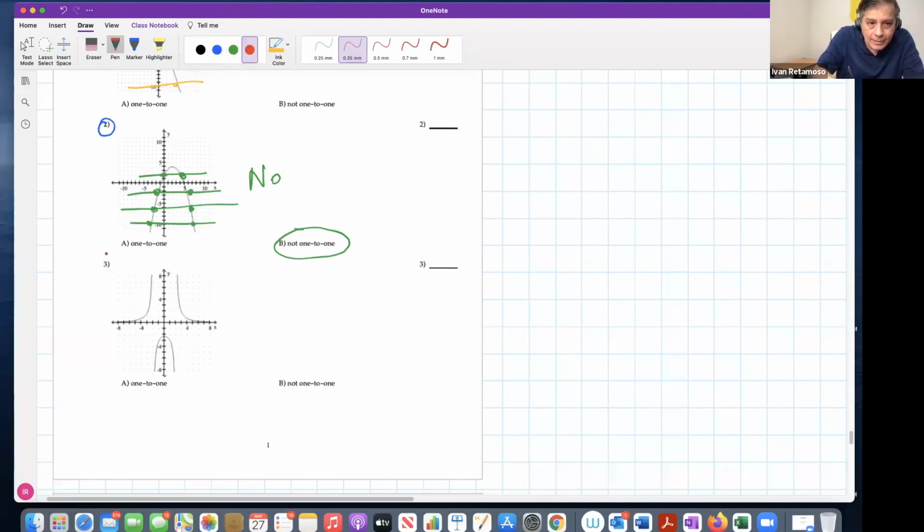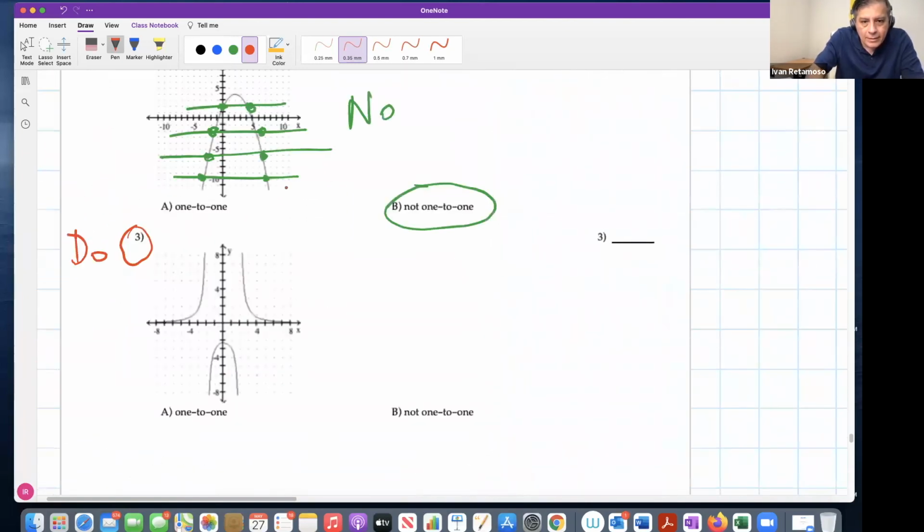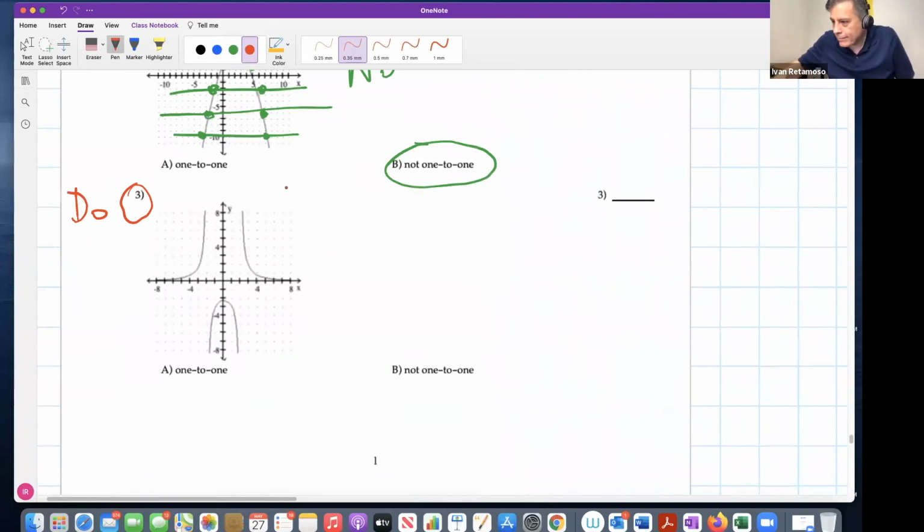Number 3, can you try this? It's a little bit tricky. Do this one now. Number 3, I'm going to make it bigger. Is this a one-to-one function? Give it a shot, guys. We're here to learn. Julie, very good. You got it. Julie, do you mind explaining why this is not one-to-one? Anyone who posted an answer, could you explain why this is not one-to-one?